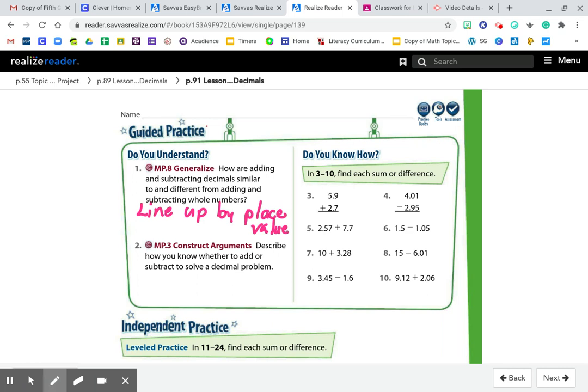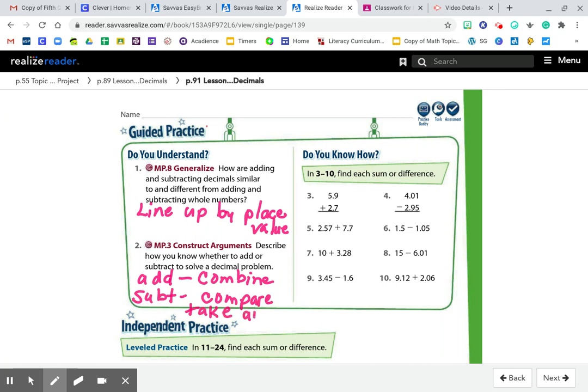Describe how you know whether to add or subtract to solve a decimal problem. Wow, that's really tricky. Well, you're going to use addition when you want to combine. So when we want to add, we're combining values, and that's one of the words you might see in a word problem. There are other words that might help, and you subtract when you want to compare values, or if you need to take something away from something.